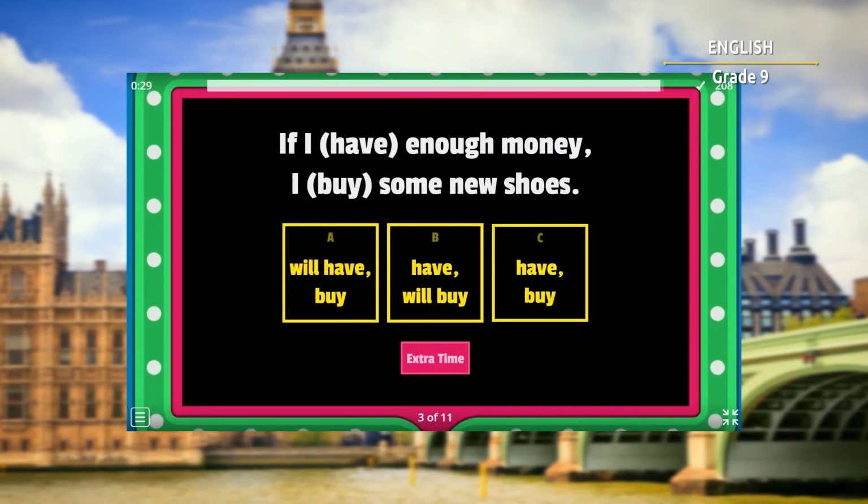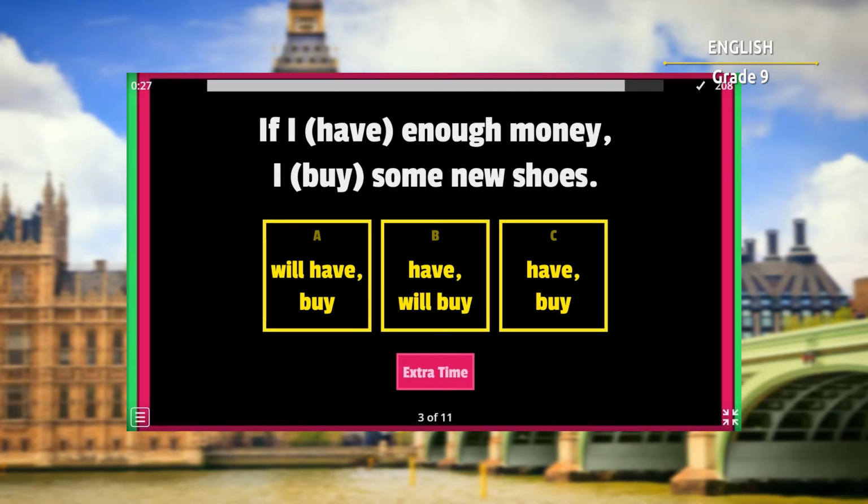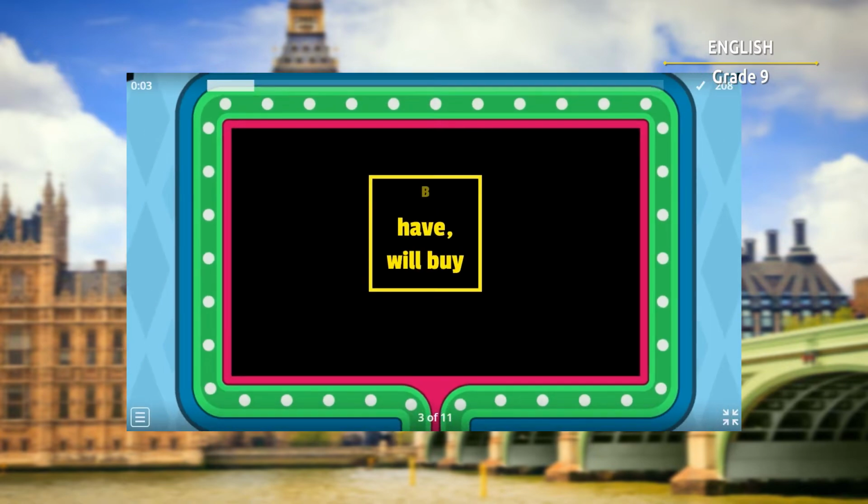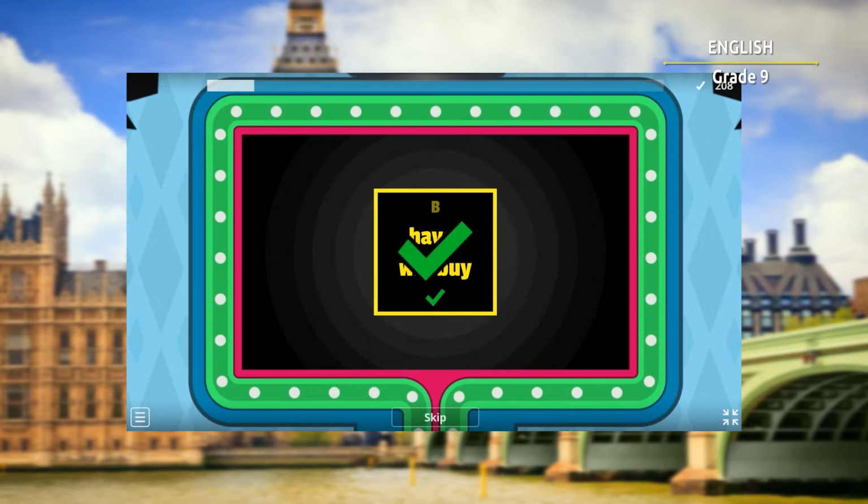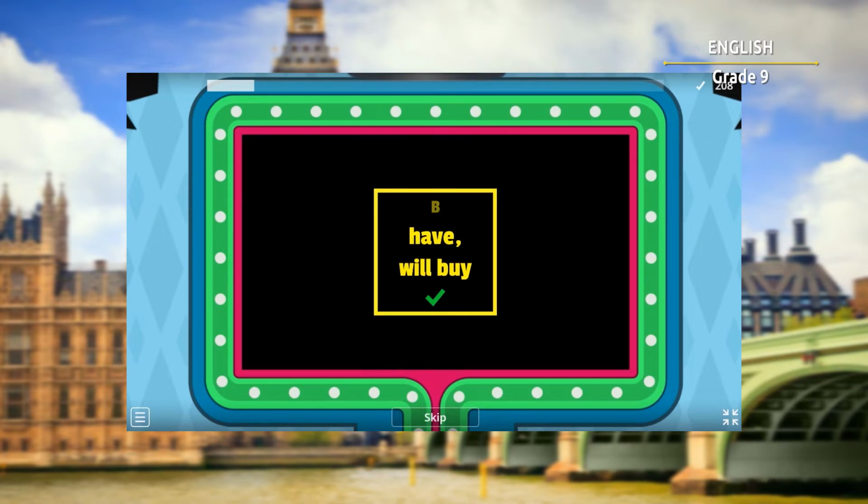Look at question 3. If I, can I use will after if? No. A is not the correct answer. What about B or C? If I have enough money, do I say I will buy or I buy? The correct answer is, I think B, I will buy. Let's check. Okay, this is the correct answer.